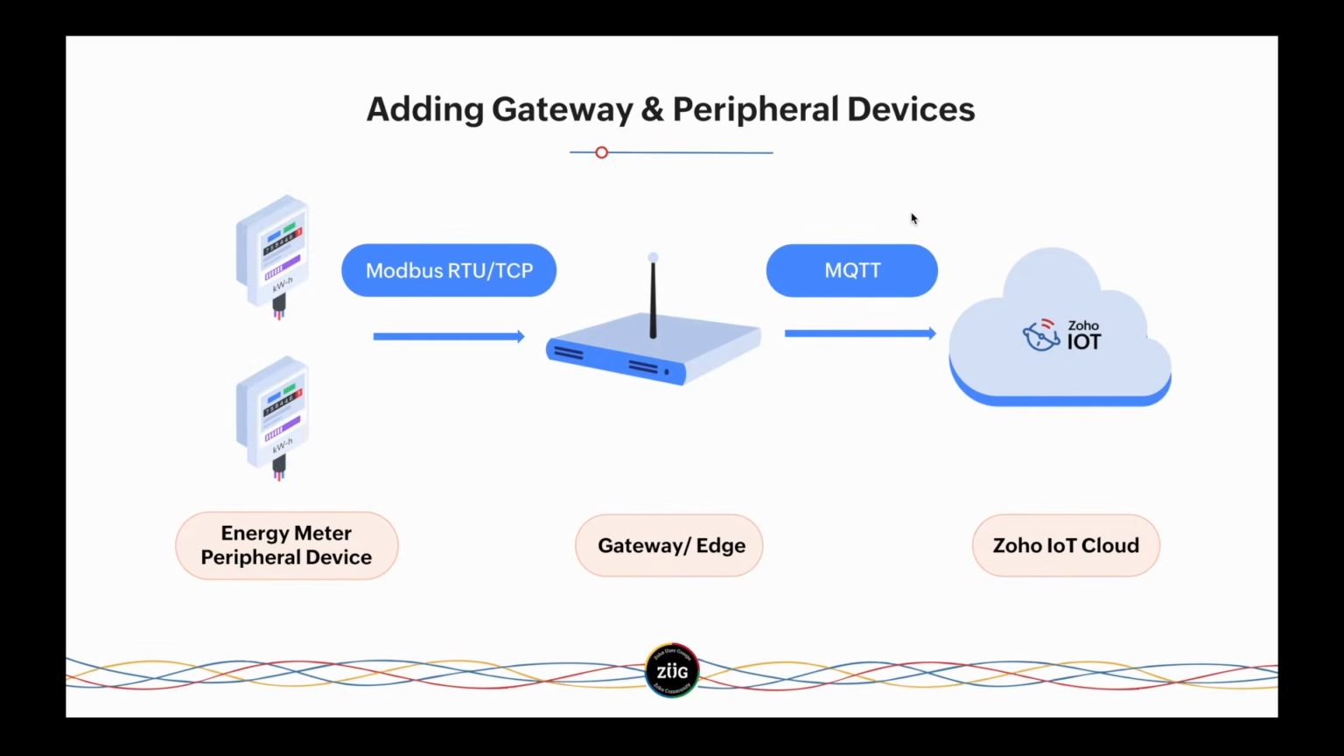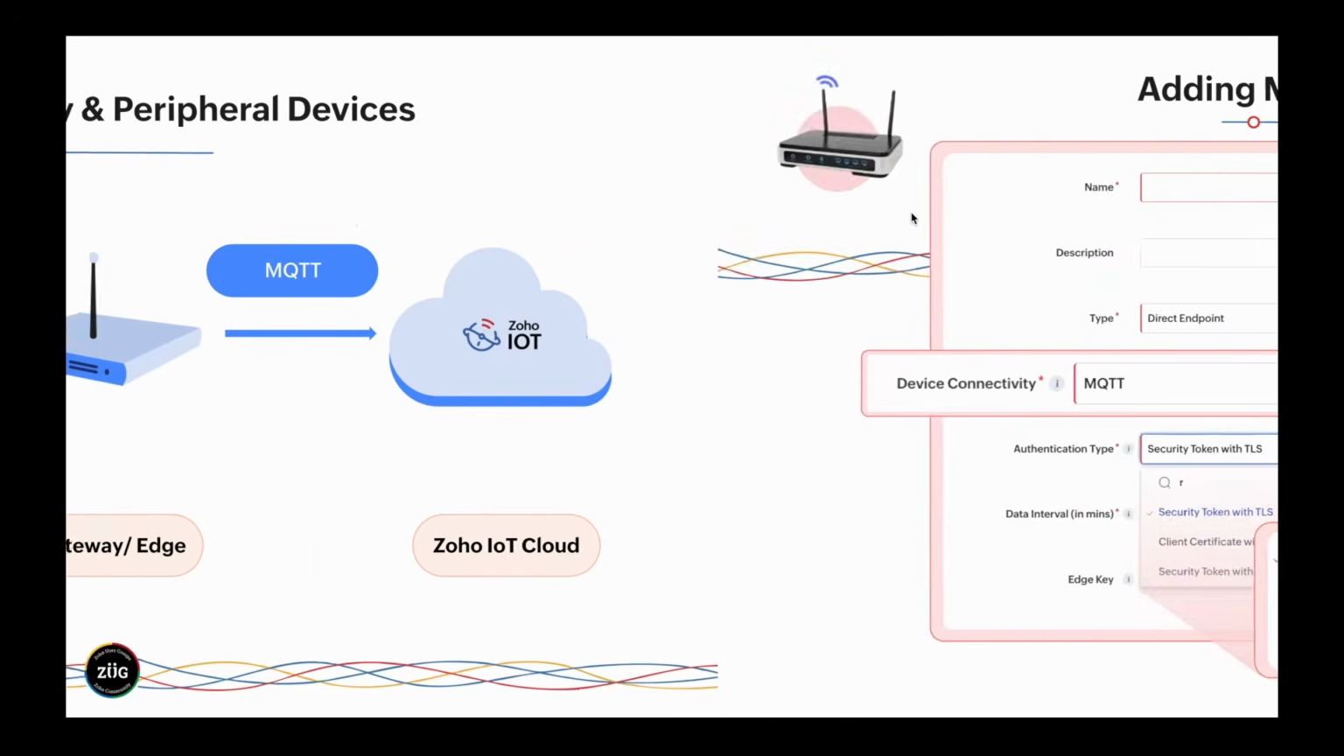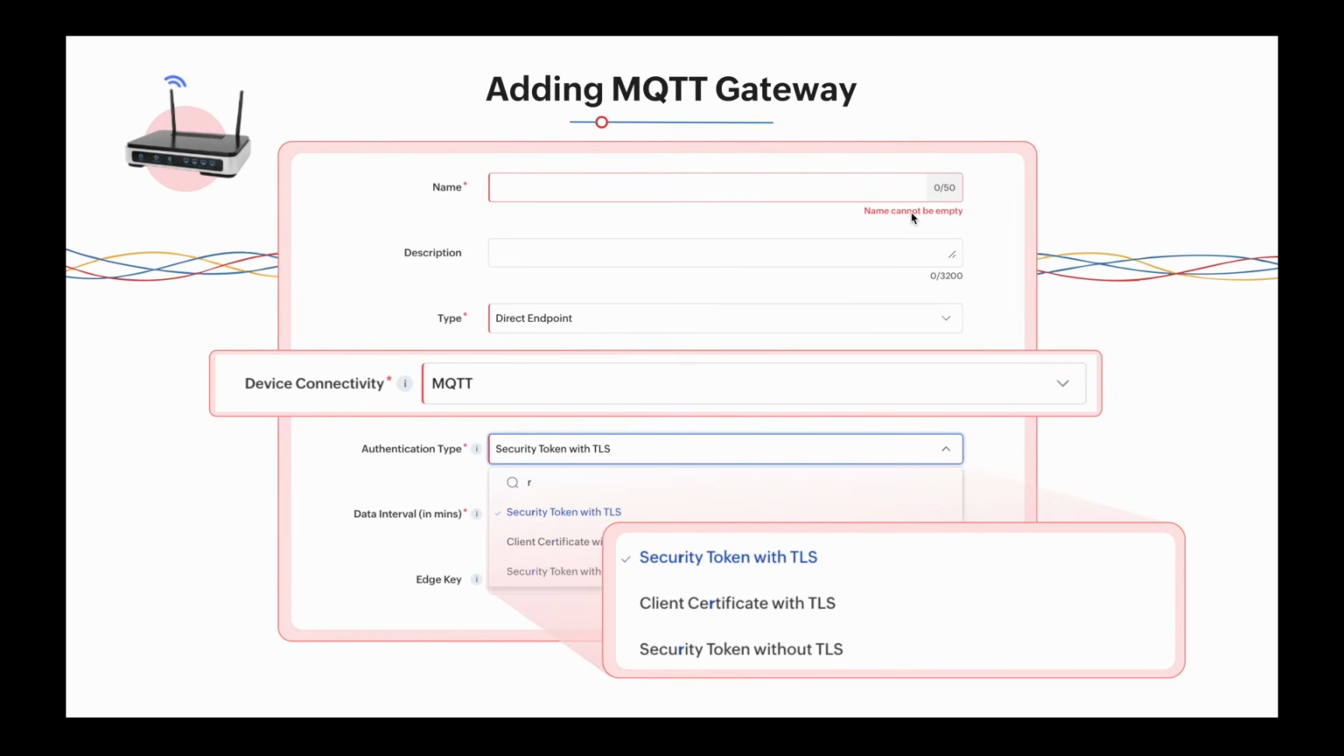For example, when you take up adding a gateway and a peripheral device, let's take the example of adding an energy meter. Here the energy meter would be a peripheral device, and the gateway is the one that has connectivity to the cloud, and that is the reason we need to register that in Zoho IoT. As part of this addition process, we select a gateway. You choose a gateway and then it will give you a form.